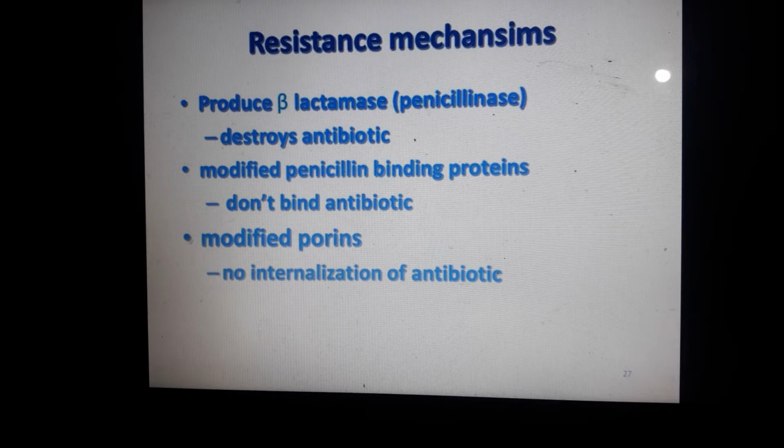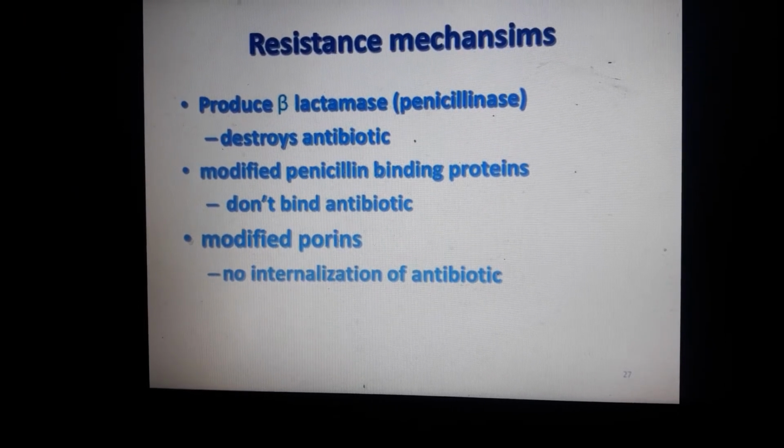Kasi the importance of penicillin binding proteins, as we have discussed, this PBP is responsible for cell wall synthesis, because the cell wall contains N-acetylglucosamine and N-acetylmuramic acid. Remember that one, the NAM and the NAG, okay.